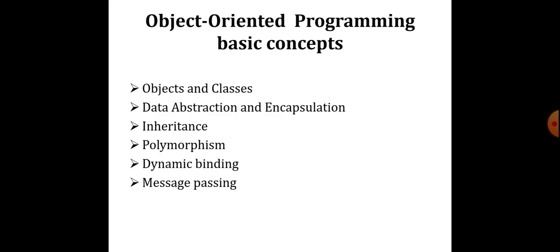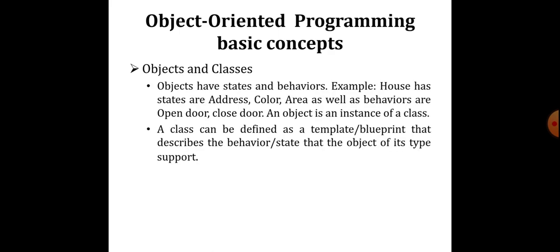Next, I will discuss the basic concepts of object-oriented programming. The basic concepts are object, class, data abstraction, data encapsulation, inheritance, polymorphism, dynamic binding, and message passing. First, an object. An object is a runtime entity. Real-world entities or real-world things are called objects. An object has states and behavior.